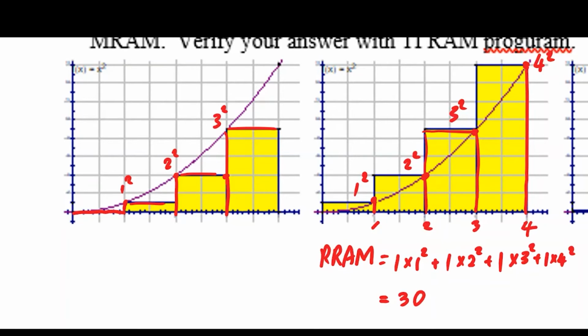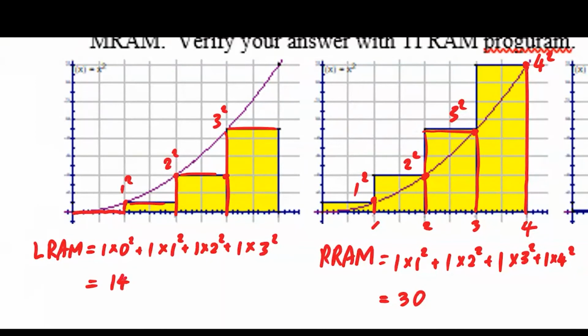You with me? This is known as left rectangle approximation method. That is 1 times 0 squared plus 1 times 1 squared plus 1 times 2 squared plus 1 times 3 squared. Tell me what that is? 14, of course, right? If you're smart, you would have just taken this one away, subtract by 16, and yeah, of course, that's 14.